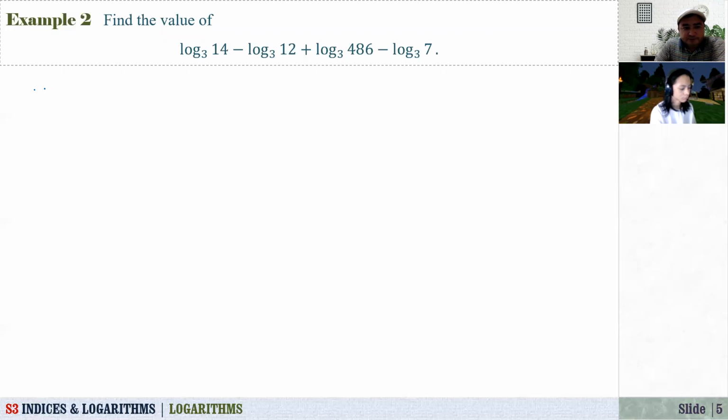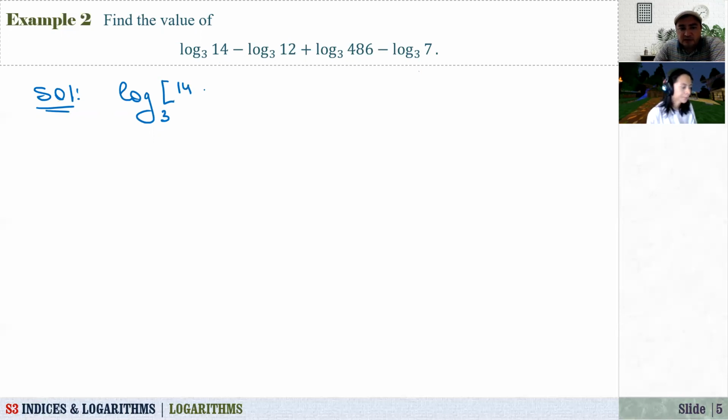Question, example 2. Find the value of this. And I think this might be easier for you. As you see here, all the bases are the same: 3, 3, 3, 3. What we have to do is just use property number 1 and number 2. If the bases are the same and the logarithms are added, we should just multiply the numbers. So here we can just write this logarithm. The base is 3.